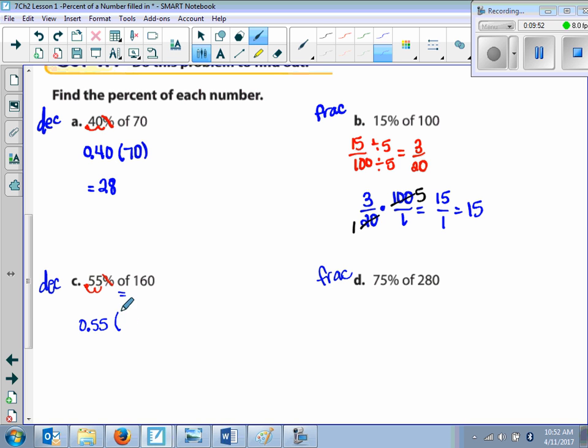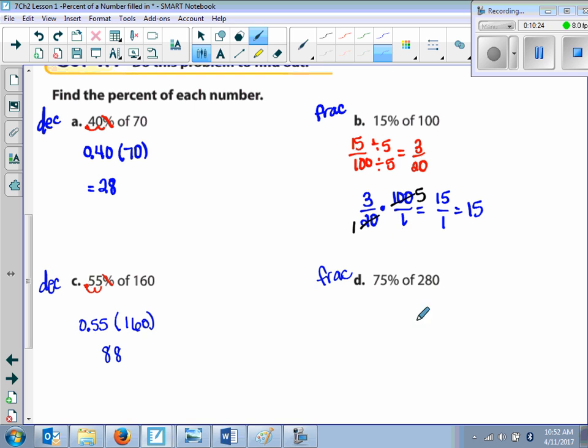And of course, of again means what? Multiply. So we're going to multiply the 0.55 times 160. So 55 hundredths times 160 gives us what? 88. Very good. And if you're showing your work correctly, once again, just like we did at the beginning of the school year, you should have your inverted triangle there, right? Okay.